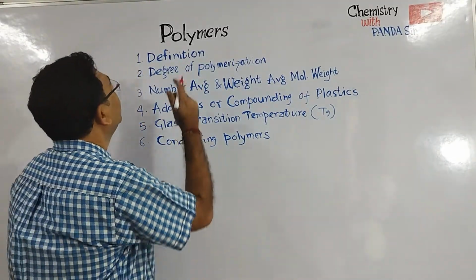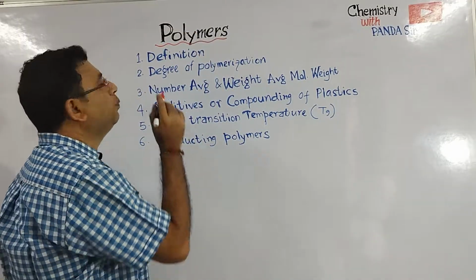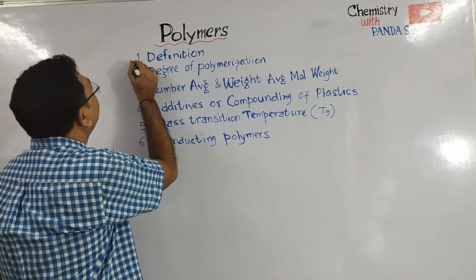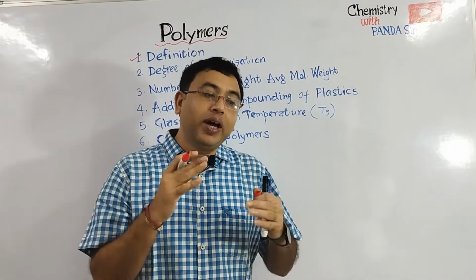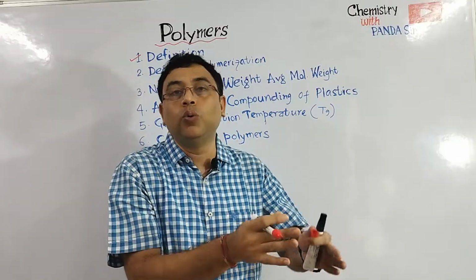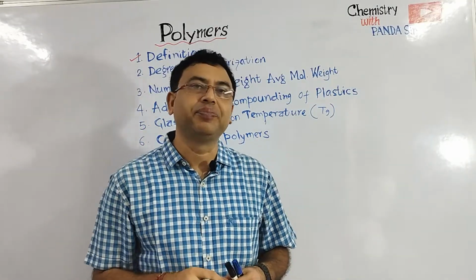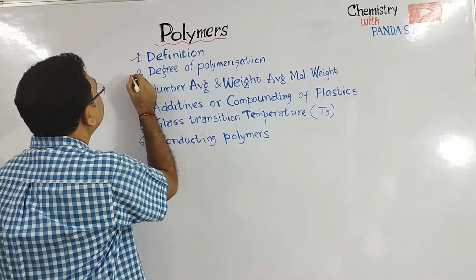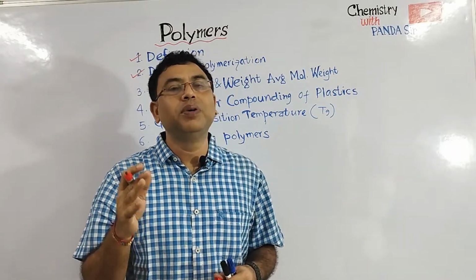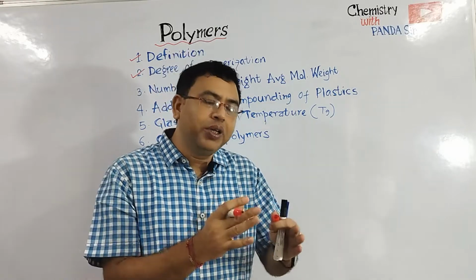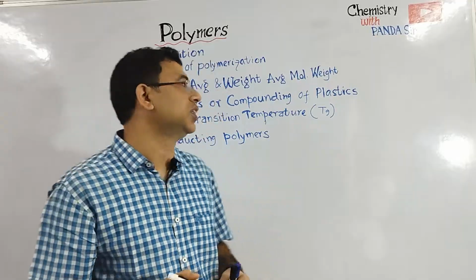So today we are going to discuss the polymer. In the polymer, the first point we are going to discuss is the definition of the polymers, where we are going to discuss the monomer, polymer, and also a bit of functionality. Then the second point is the degree of polymerization, like how many monomers join together to give the polymer.